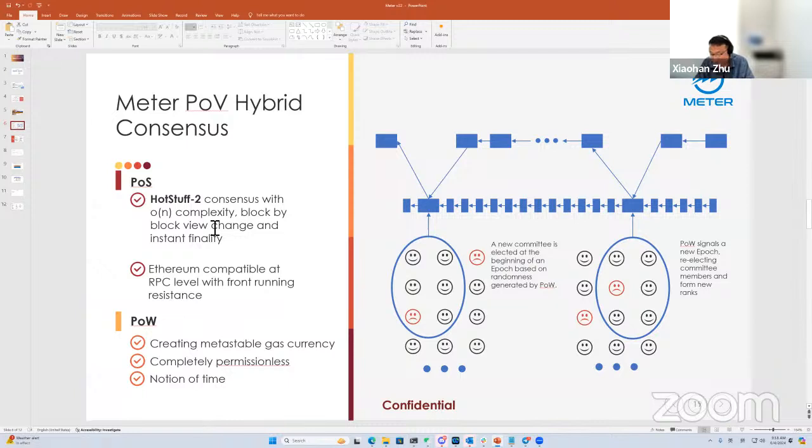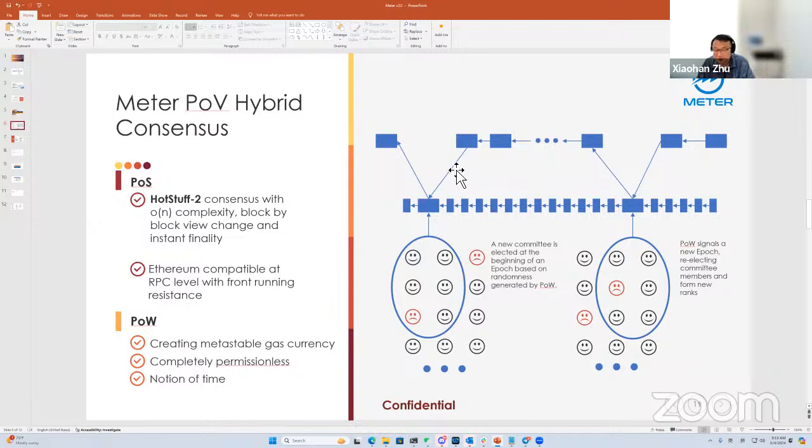So underneath, representing the proof of work and proof of stake, there are actually 2 blockchains in the Meter network. There's a proof of work chain and a proof of stake chain. Basically, all your account system, all the state, all the EVMs are running on the proof of stake chain. You can see here, it runs much faster. It produces a lot of blocks.